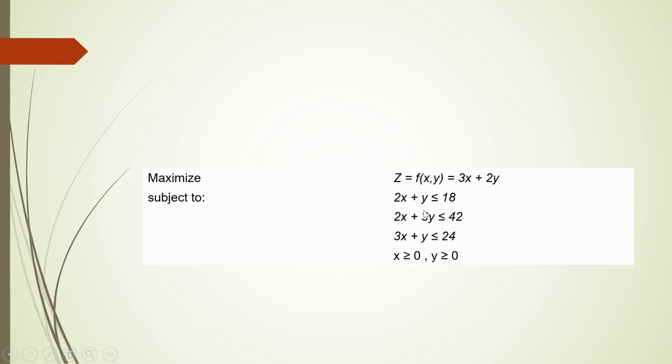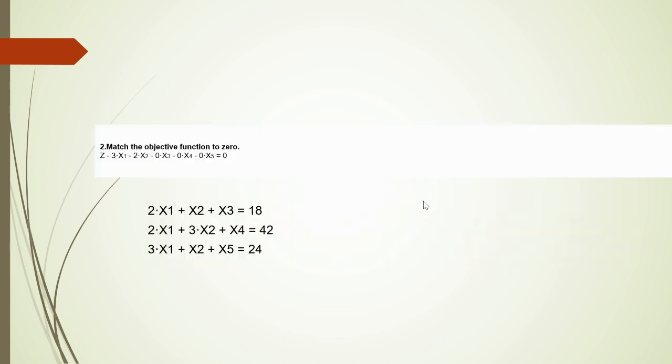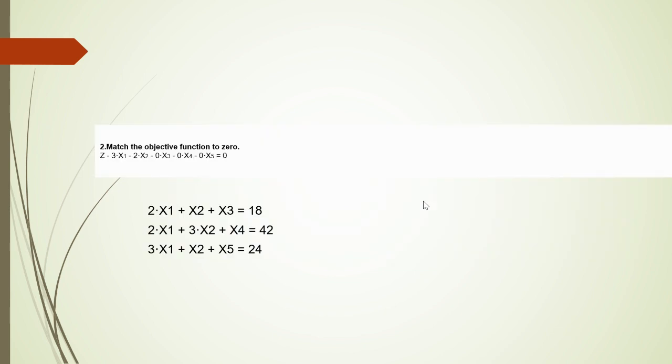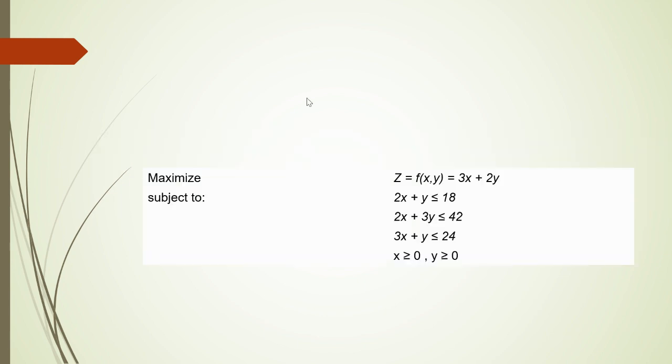See here in this problem, we have replaced y with x2, so that we'll have all variables the same. So we can keep the variables as x1, x2. For our convenience, we have replaced y with x2, and here we have introduced x3, x4, x5 as slack variables, and we have changed the inequalities into equations. These same variables we have used in the objective function.